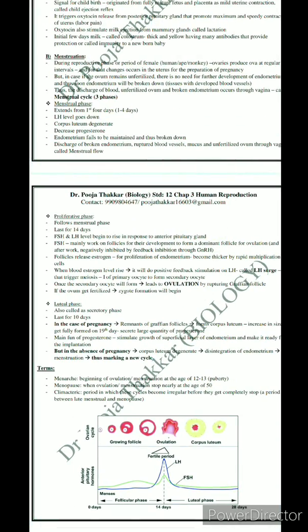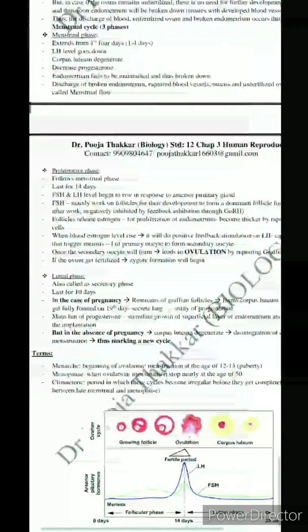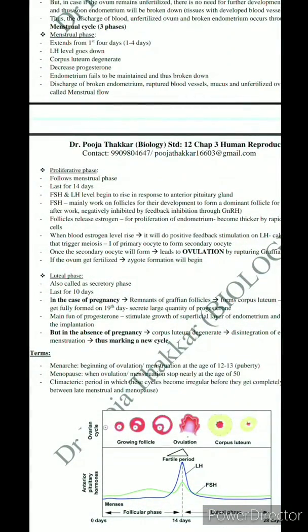Here we also need to focus on three different terms. First is menarche, that is the beginning of ovulation or menstruation at the age of 12 or 13, which is puberty. The second term is menopause, when ovulation or menstruation stops, nearly at the age of 45 or 50. That depends upon a variety of factors in a particular female.